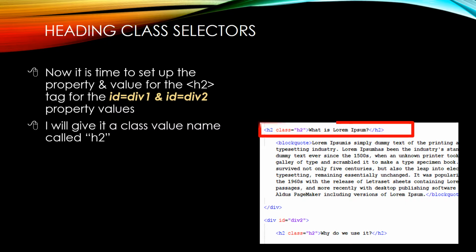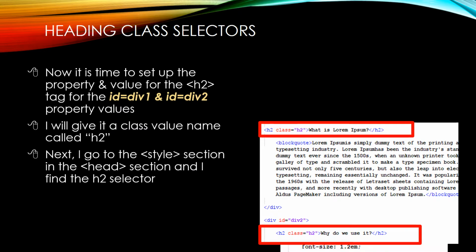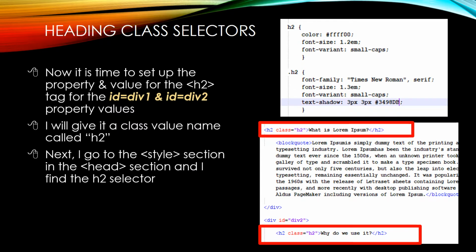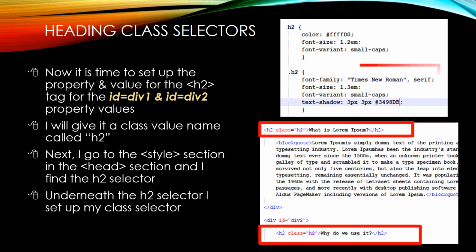First, I will give it a class value name called H2. If you look at the example on the right, I have class equals quotation marks H2 inside the H2 tags for both the div1 section and the div2 section. Then I'm going to go to the style section in the head area, and I'm going to find the H2 selector, and then I am going to create my class selector for my H2 tags.